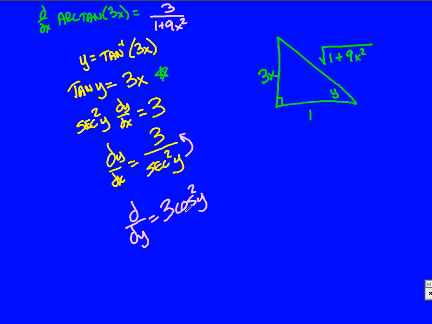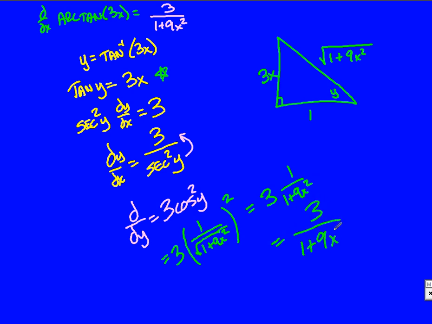We now want to know what cosine squared is. We'll really just start with cosine of y. Cosine of y would be 1 over that square root of 1 plus 9x squared. That's what cosine is, but we want cosine squared of that value. Squared, all that's going to do is cancel out your square root. So that means I have the 3, and I have 1 over 1 plus 9x squared. I'm just going to bring the 3 up to the top: 3 over 1 plus 9x squared.